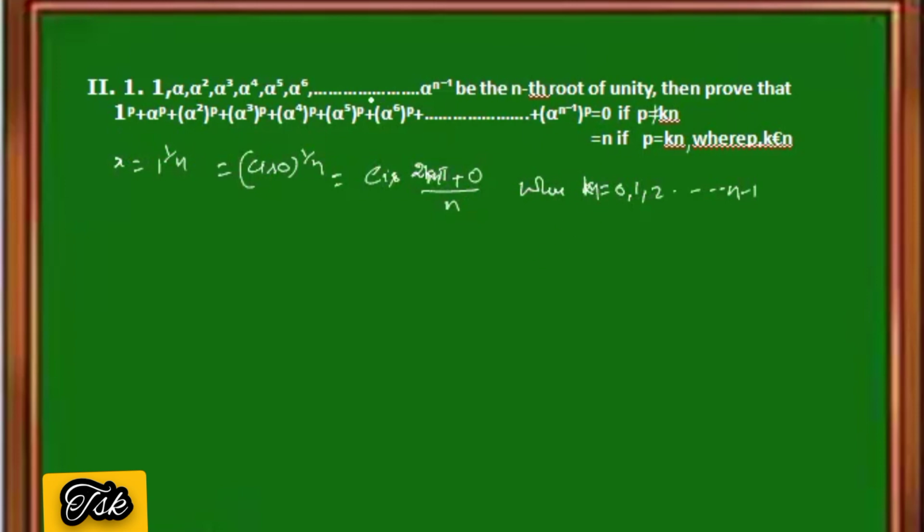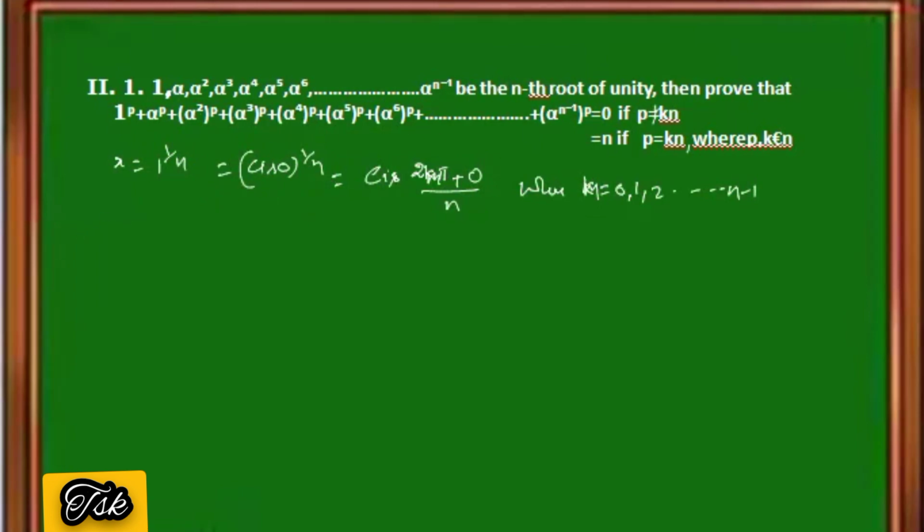Okay, nth roots of unity. Let us consider x is equal to 1 to the power of 1 by n. This can be written as (cos 0 + i sin 0) whole to the power of 1 by n. This is nothing but cis (2k pi plus 0) by n, where k is equal to 0, 1, 2, 3, and so on up to n minus 1. So this is the formula.